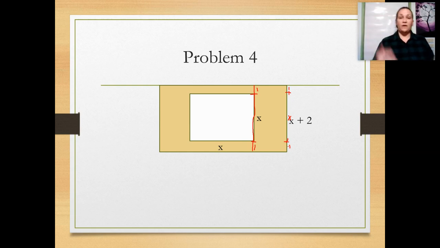We're going to do the same thing for the top and the bottom. So on the top and the bottom, I have my middle part, which is x, which is fine. And then from the edge to the inner part is 3 on this side, and then it's also 3 on this side. And we're going to add all of those together. So 3 plus x plus 3. And so I get x plus 6. Okay. So these are my new dimensions.